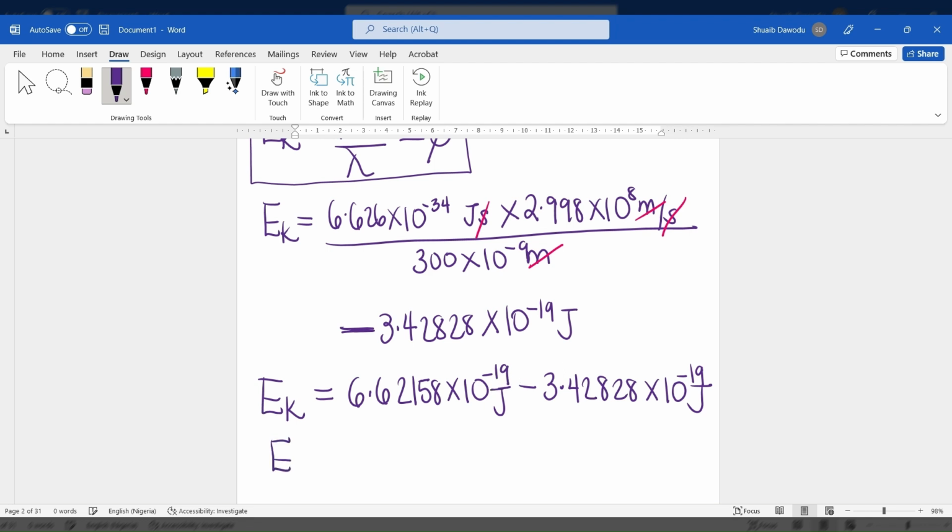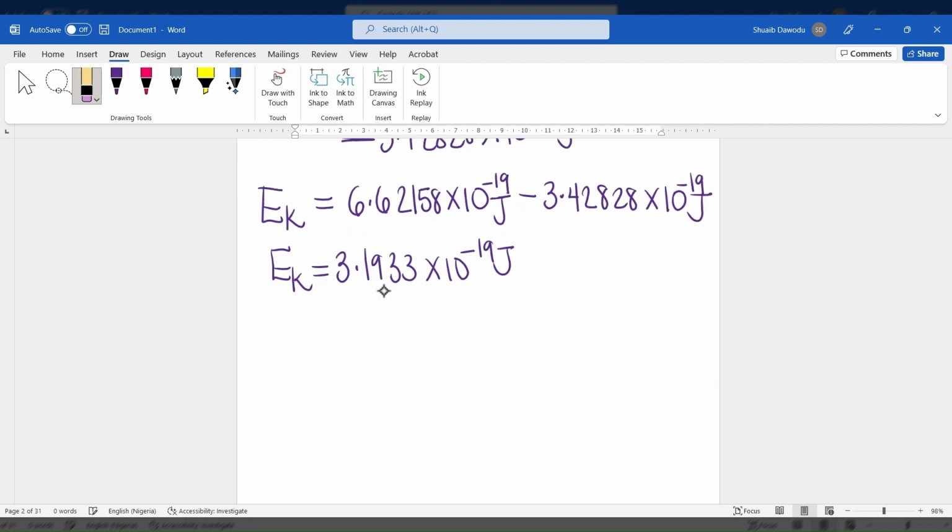So when you do this and you put in your calculator, you end up getting 3.1933 times 10 raised to the power of negative 19 joules. So we know as chemists, our work is still not done. We have to put our work in the proper number of significant figures, which is just simply EK. So kinetic energy ends up becoming 3.19 times 10 raised to the power of negative 19 joules.